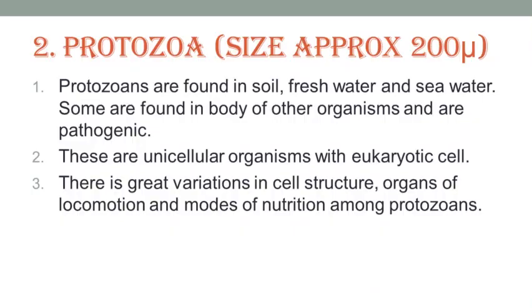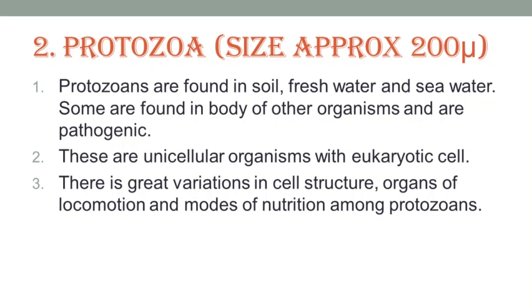The size of protozoans is approximately 200 microns. Now let's see the description. Protozoans are found in soil, fresh water and seawater. So these protozoans are present inside the soil, fresh water and seawater. Some are found in the body of other organisms, and they are pathogenic.